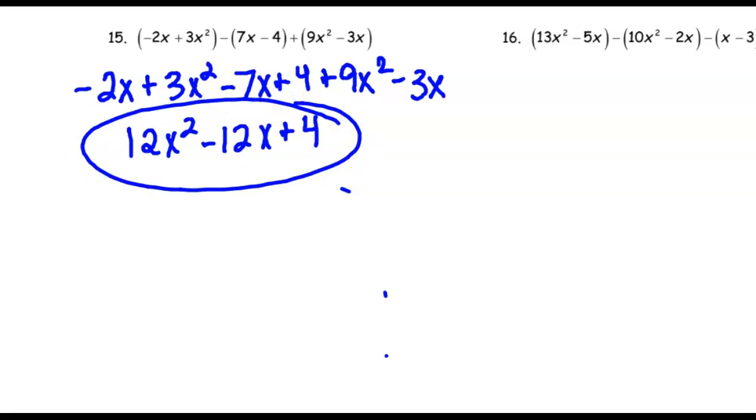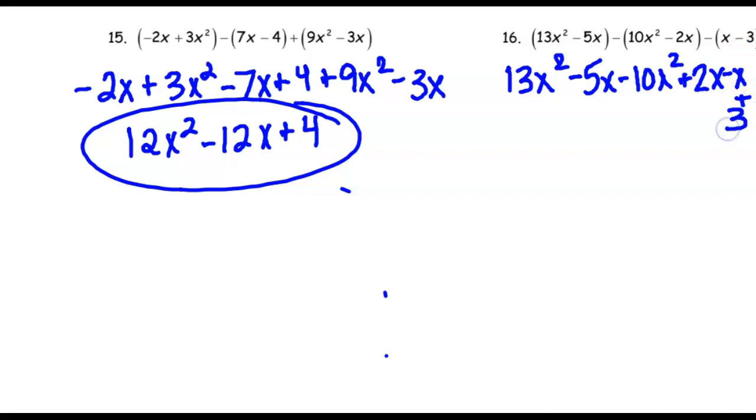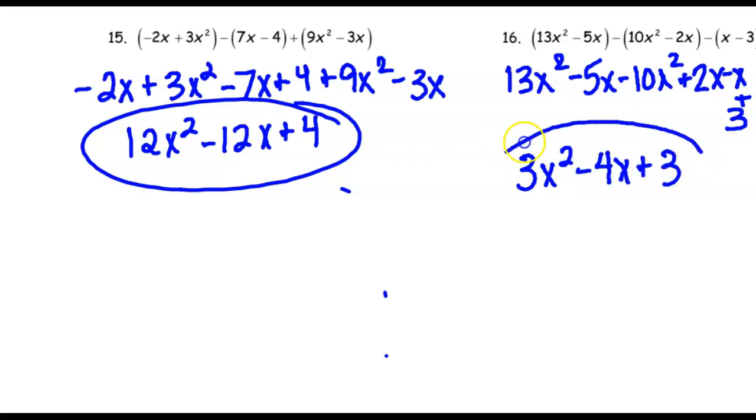All right, now with 16, after you distribute, you should get 13x squared minus 5x minus 10x squared plus 2x minus x plus 3. Whoops, running out of space there. When you combine your like terms, you should end up with 3x squared minus 4x plus 3. Okay, and that's it for your notes today.